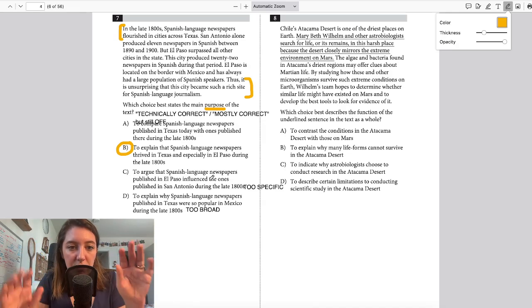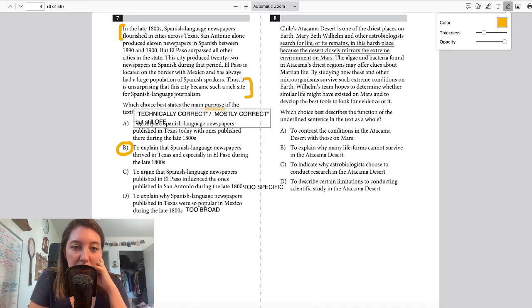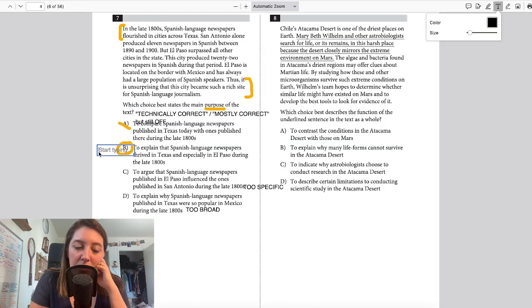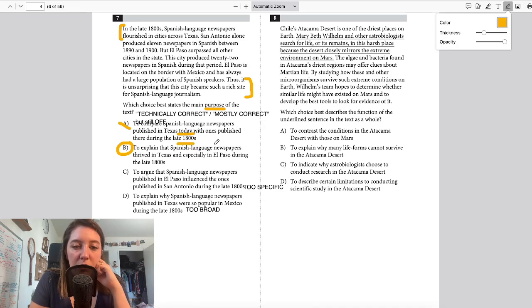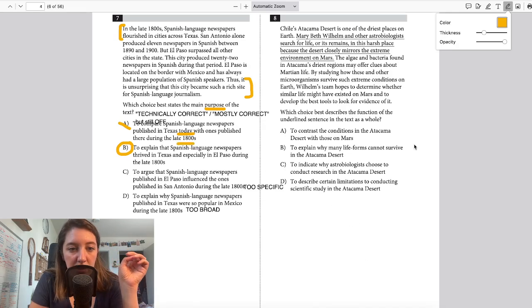So let's just evaluate our answer choices here. So A says to compare Spanish language newspapers published in Texas today. So we're really not comparing the modern. So I would even say this one might be too specific, right? Or it's certainly comparing. I'm going to stick with my mostly correct because it's certainly comparing something. It's comparing very briefly San Antonio versus El Paso. But it's not comparing the ones today with the ones published during that time, right? So that's how it's mostly correct, but not all the way correct. Okay? So that's what you're going to be looking for.